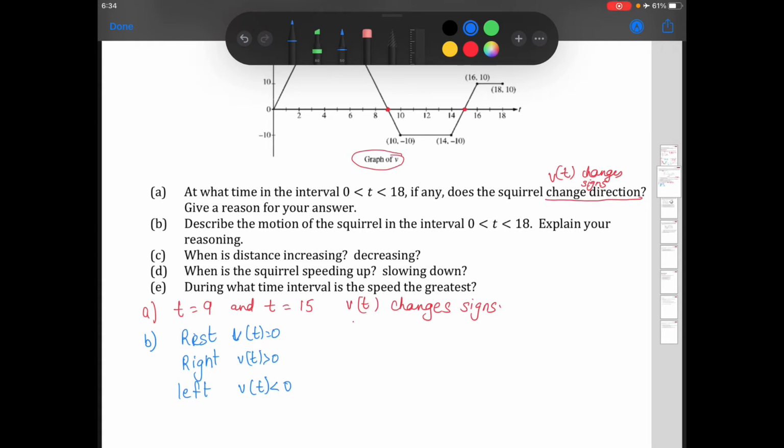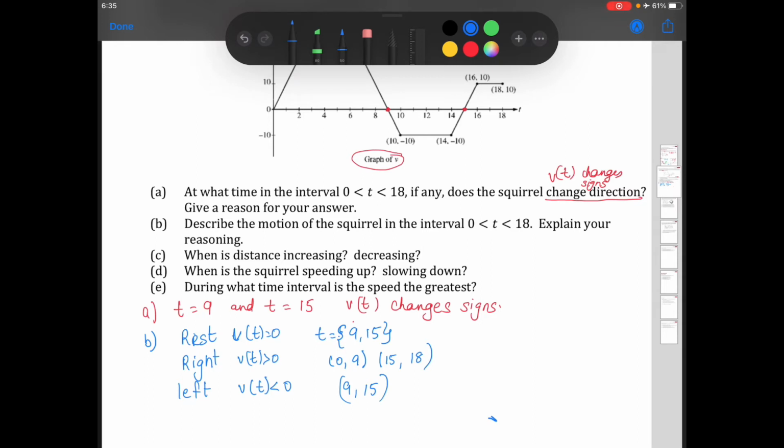So it is at rest, we just did that, at t equals 9 and 15. Moving to the right is when it's above the x-axis, so that is from 0 to 9, and then from 15 to 18, right? And then the last one, it's moving left, is from 9 to 15, because that is the time when it is below the x-axis, or y is negative, if you want to think about it like that.